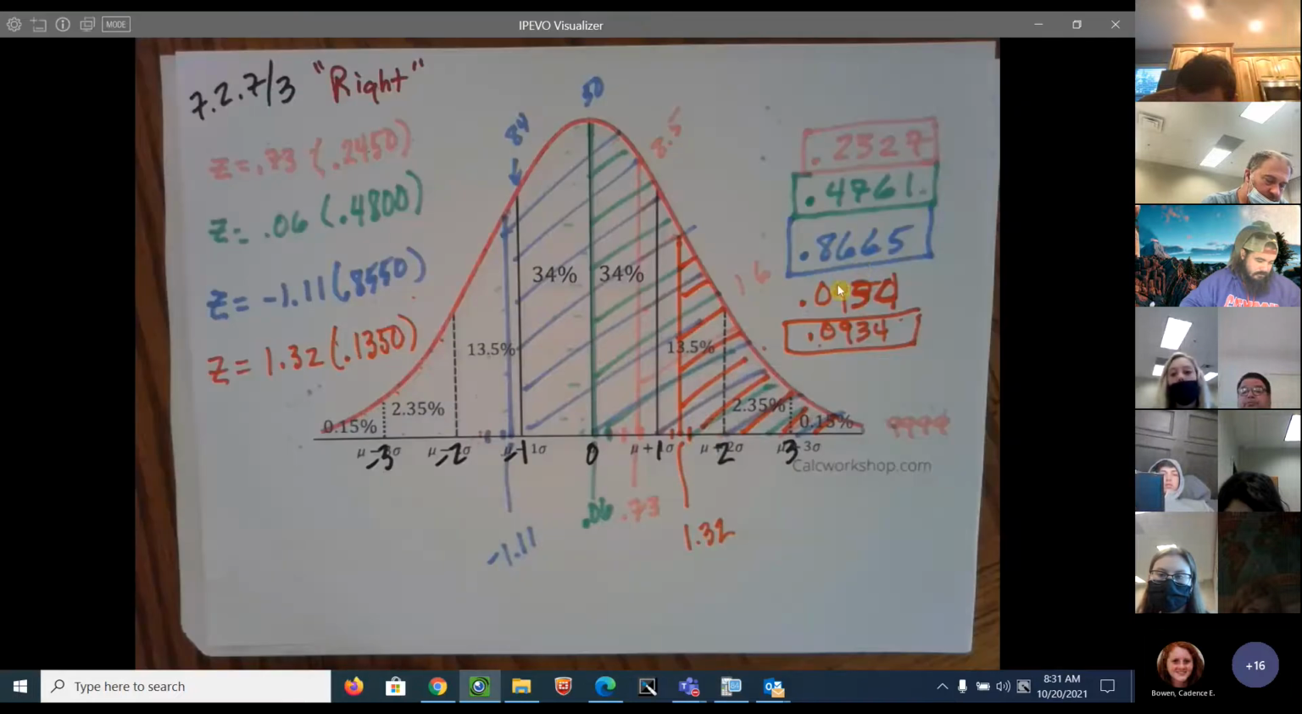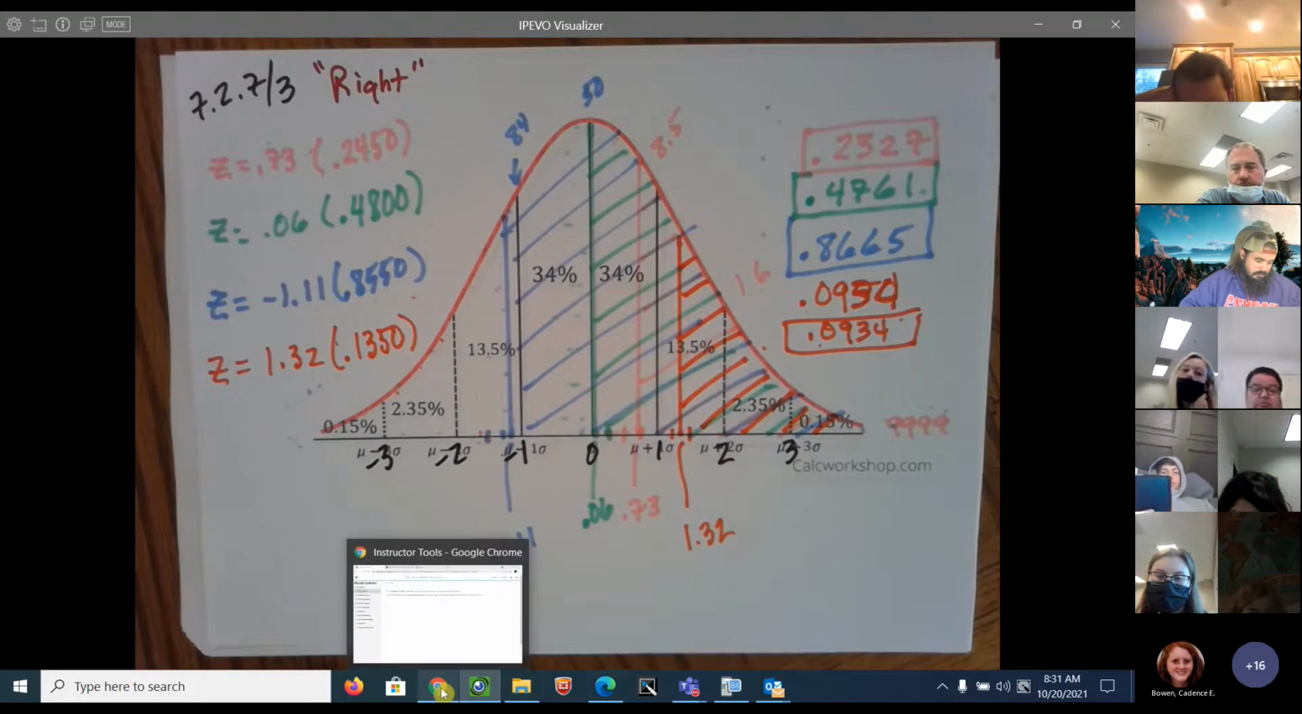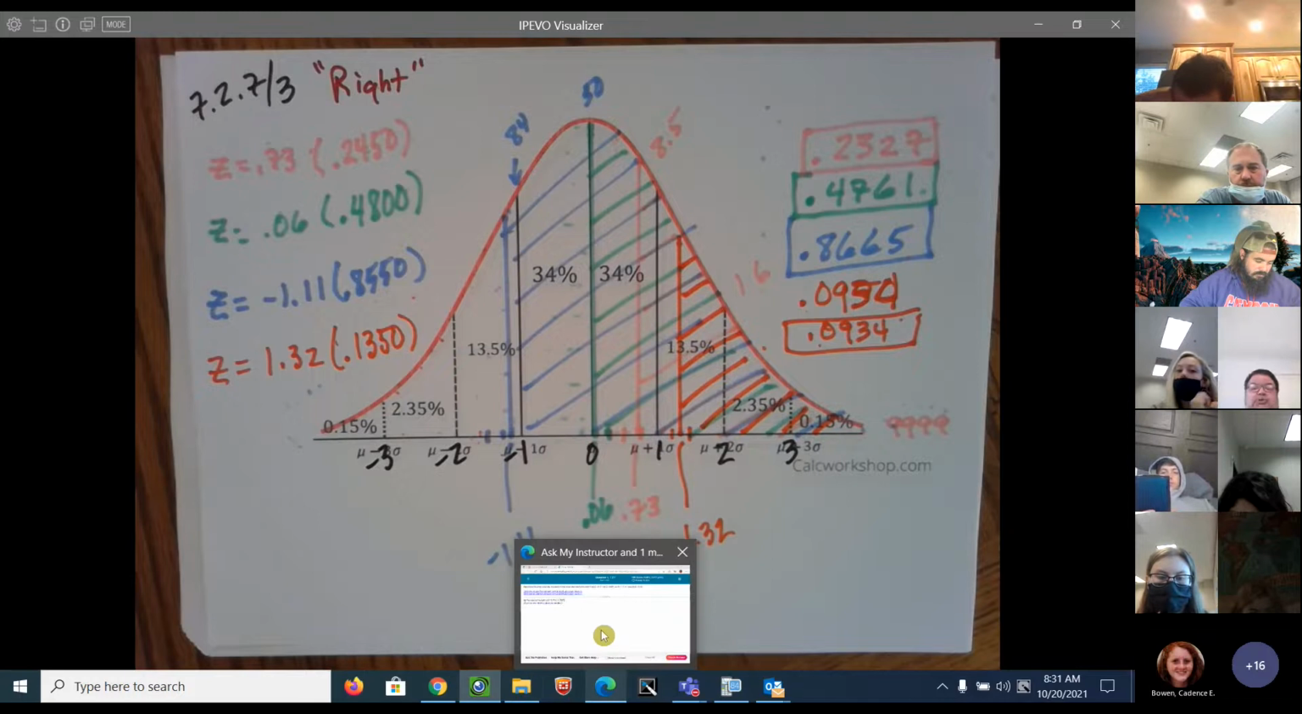Okay. Now, these are 4 good test questions. And remember, I told you there were 2 types of test questions. One where the mean is 0 and the standard deviation 1, so we just did 8 of those. So I'm going to find one now that has a mean of not 0 and standard deviation not 1. Let me go ahead and answer this question.